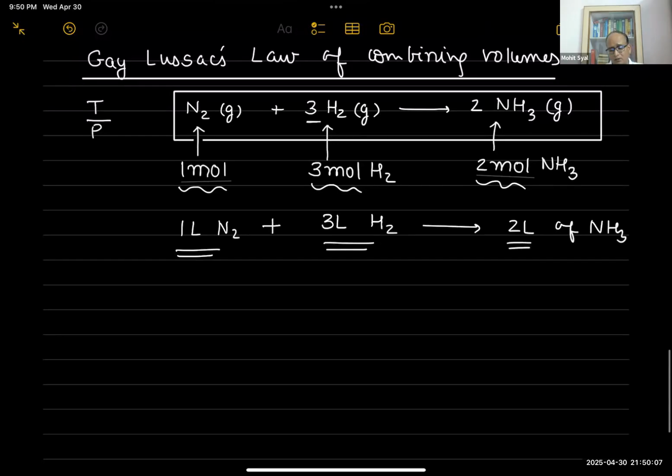Suppose if I take 10 liters of nitrogen, how many liters of hydrogen will I need? 30 liters of hydrogen. And when they react completely, how many liters of ammonia? 20 liters. Is it clear? So this is a very basic thing. You already answered very well. So this is called Gay-Lussac's law of combining volume.